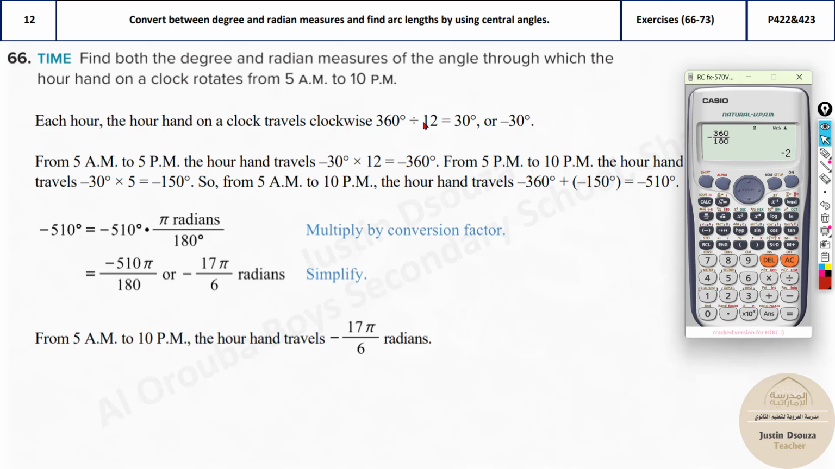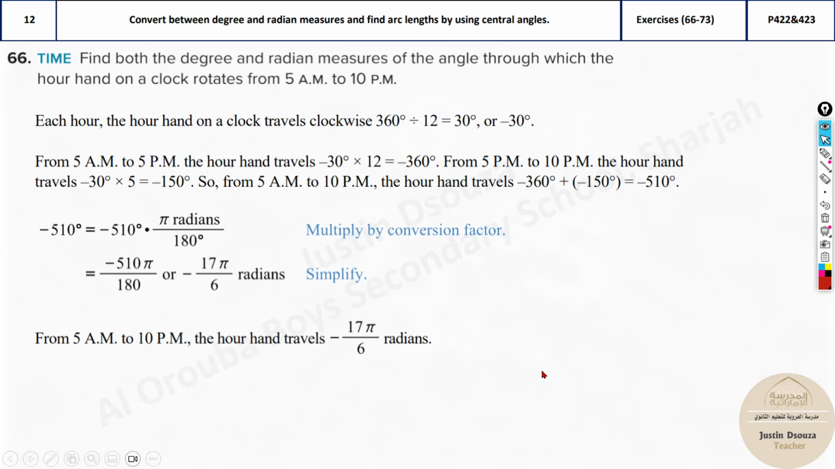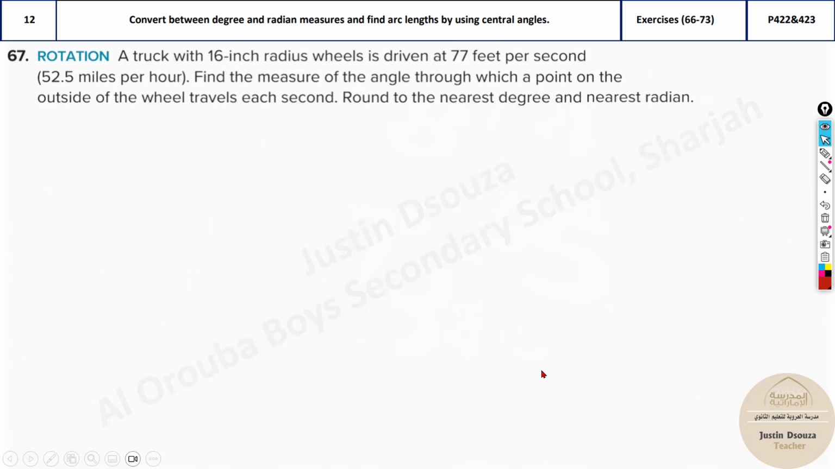That's it. So whenever you have a degree value, say like 30 degrees, if I have to make it to radians, just divide this by 180. Whatever the answer you get, add pi over here. It will be 1 by 6 pi. So that's the answer over here. We will look into the next problem.